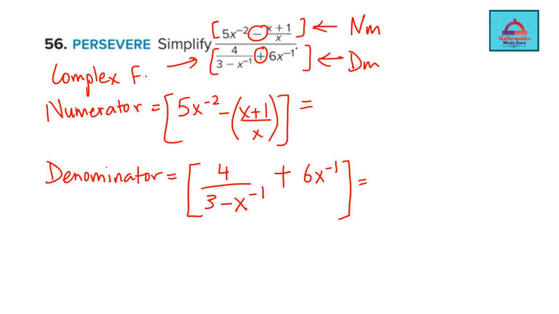Okay, now how can I simplify this in a much better way? It has a negative power, a negative exponent, which means it's in the denominator. If you take it to the denominator, the sign becomes positive. Remember that.